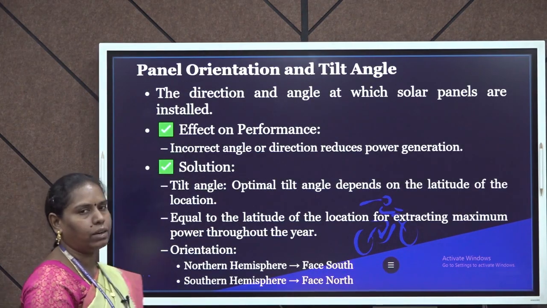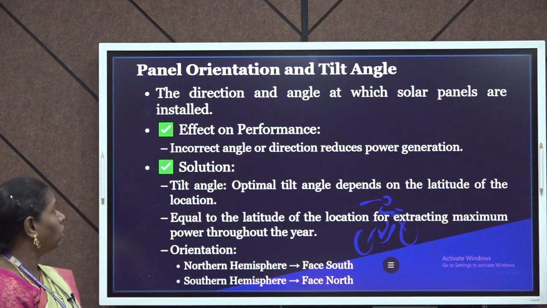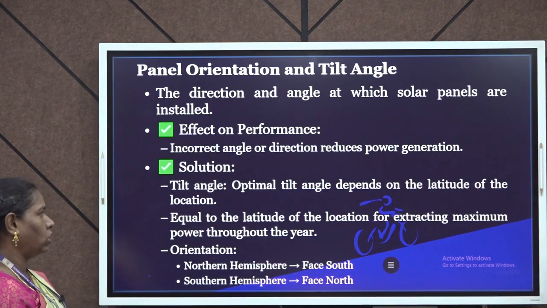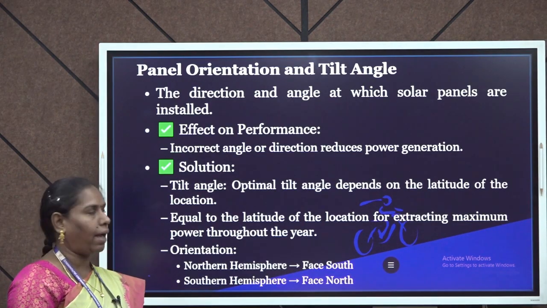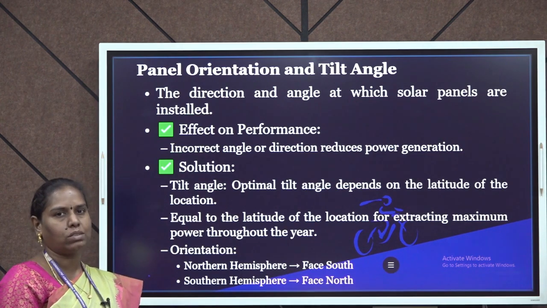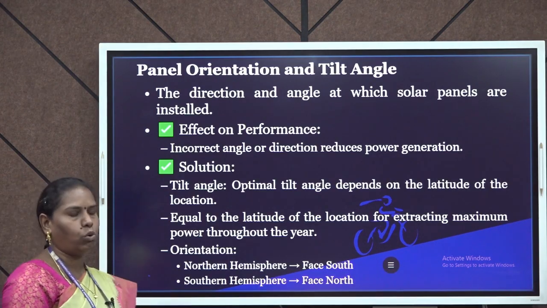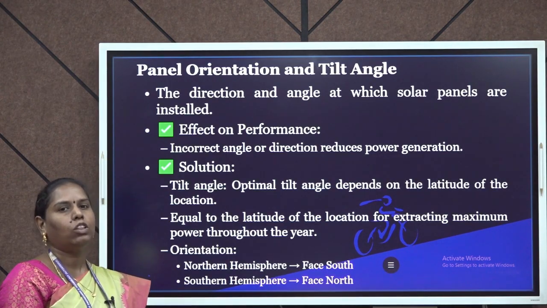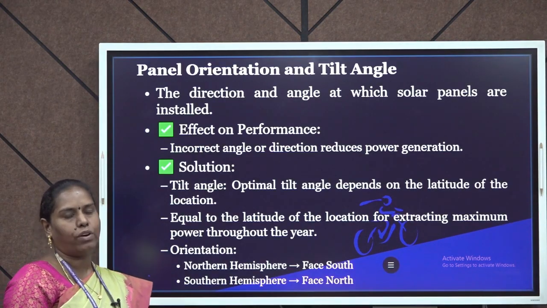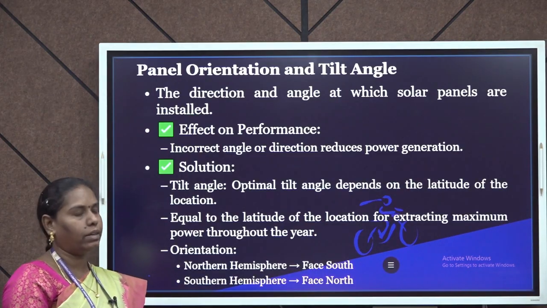And panel orientation and tilt angle. The direction and the angle at which the panels are located is very important. Incorrect angle or direction reduces the power generation. So, we have to optimally tilt the angle of a solar panel based on the latitude of the location where we are going to install the solar panels. In general, the tilt angle equal to the latitude of a location extracts the maximum power throughout the year. In Virudhunagar, we have a latitude of 10 degree north. So, the solar panel has to be tilted to 10 degree.